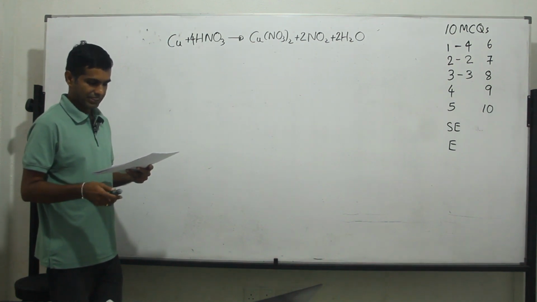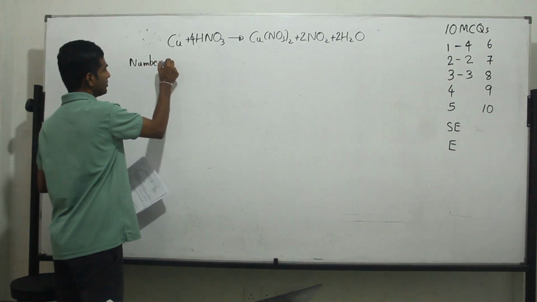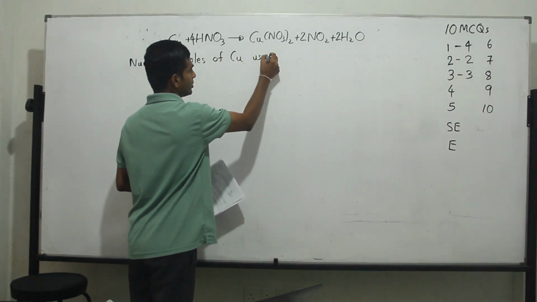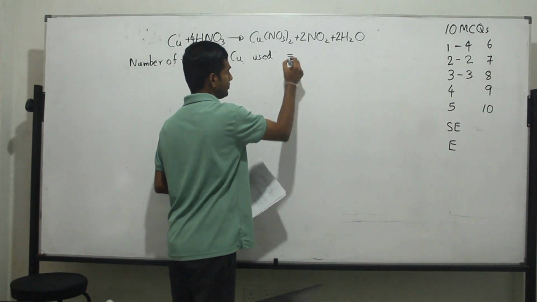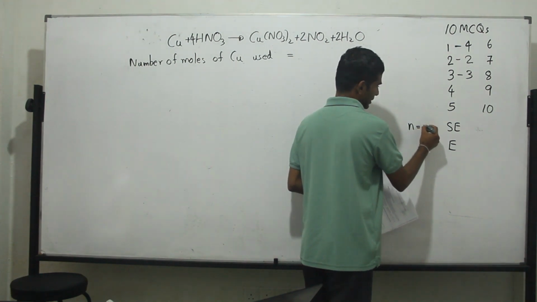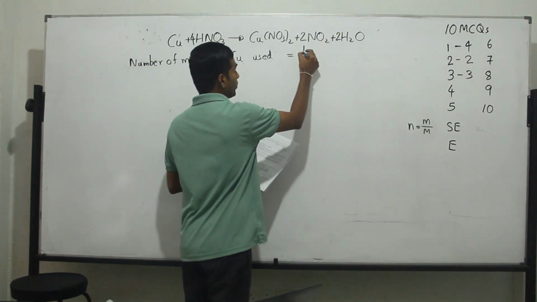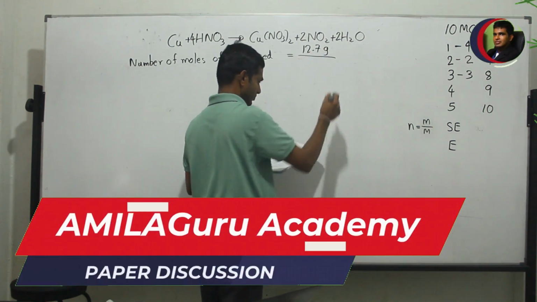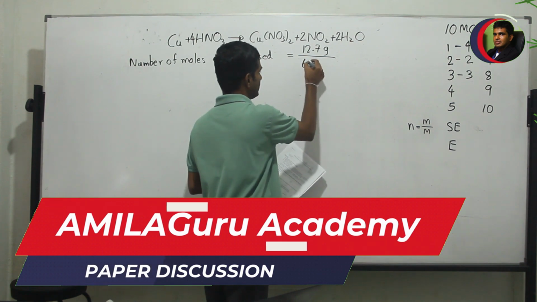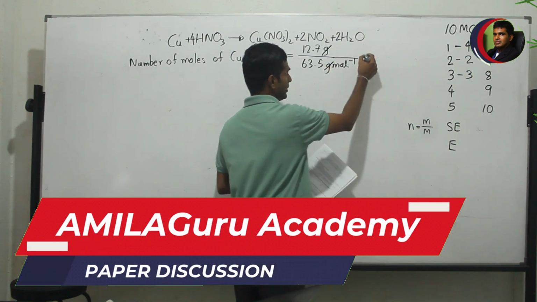The mass of copper is given. So we can calculate the number of moles of copper used for the reaction. When the mass is given, we can use the formula number of moles is equal to mass over molar mass. Mass is 12.7 grams. Molar mass of copper is 63.5 grams per mole. Grams cancel out.